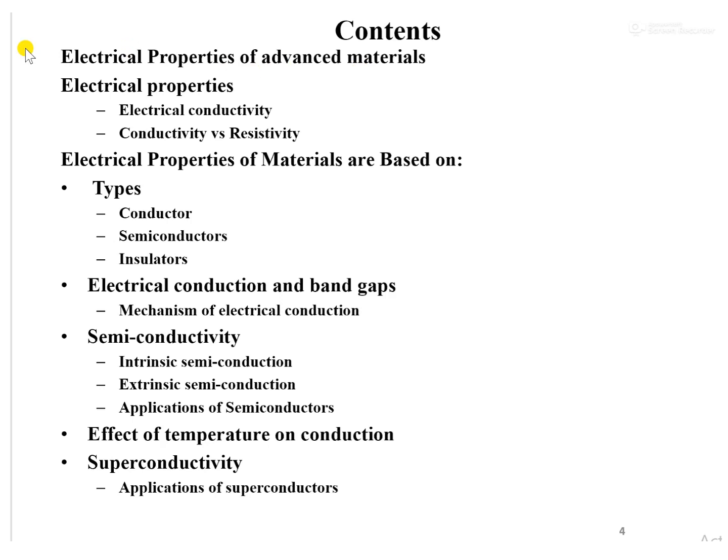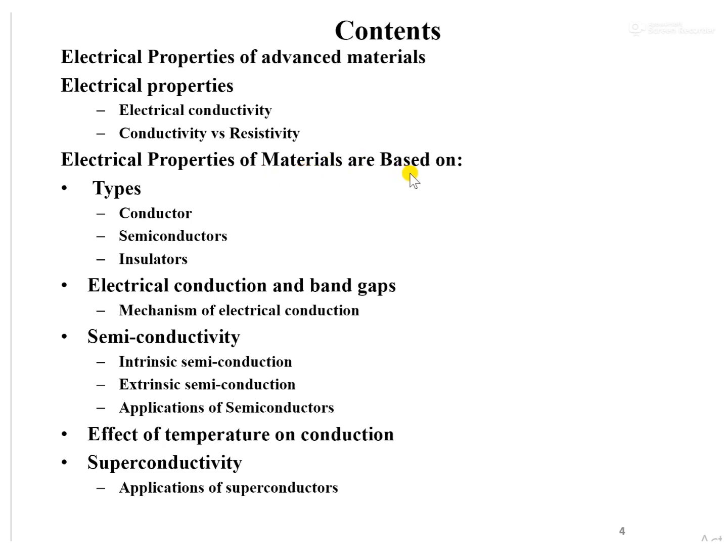When we talk about electrical properties, these are related to electricity or electrical conductivity. So first, we will talk about electrical conductivity, and then we will discuss conductivity and resistivity, what is the difference between them. And next we will discuss electrical properties of materials, on which kind of properties we can study if we are studying electrical properties of materials.